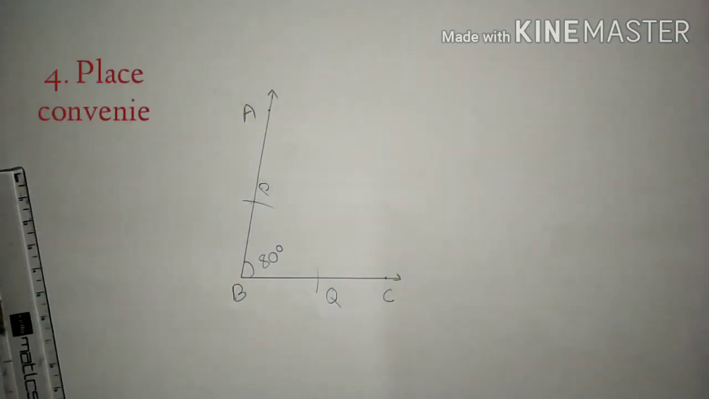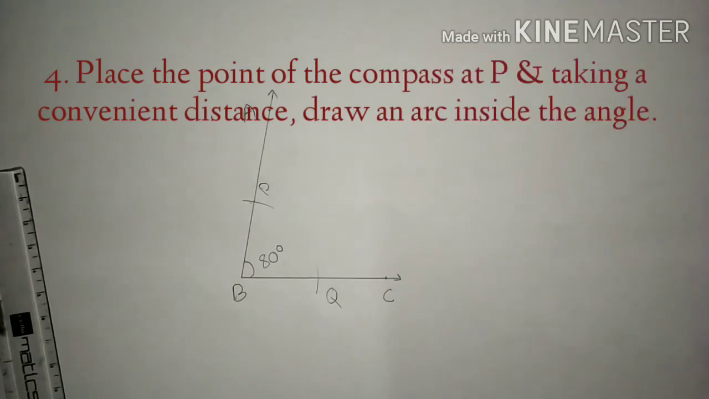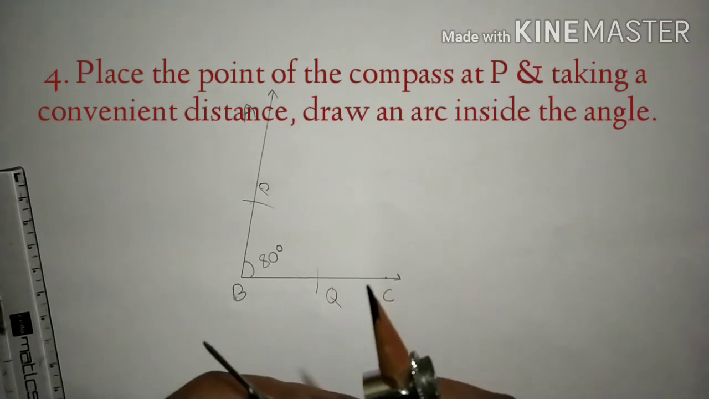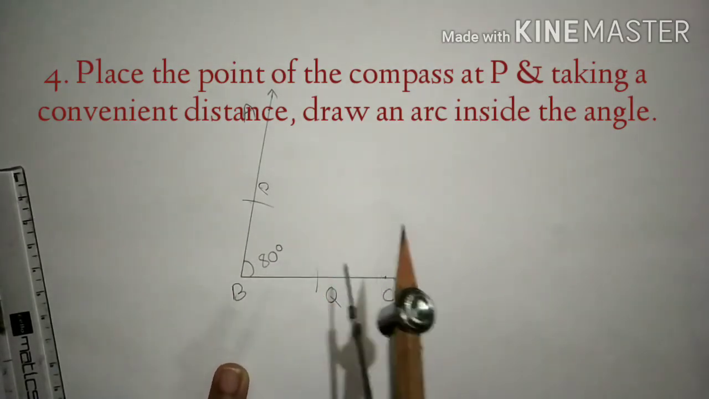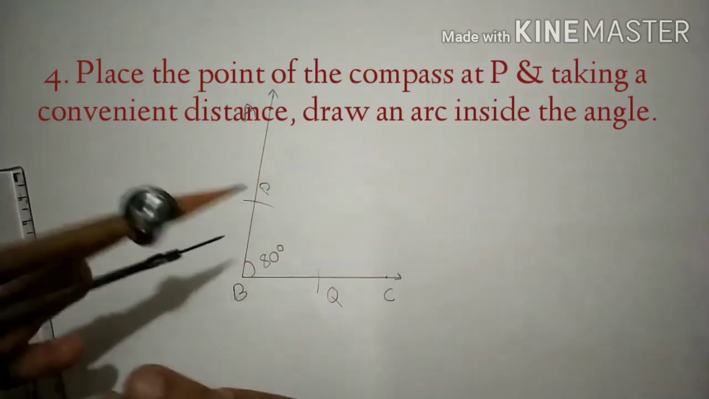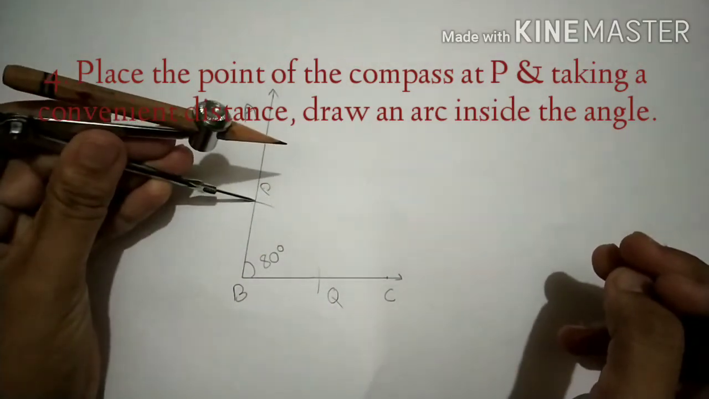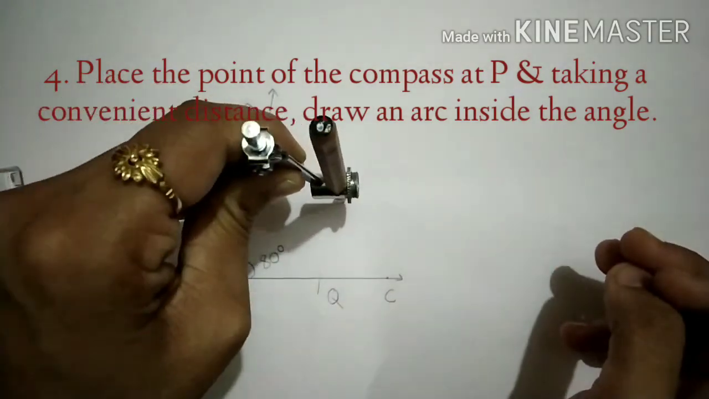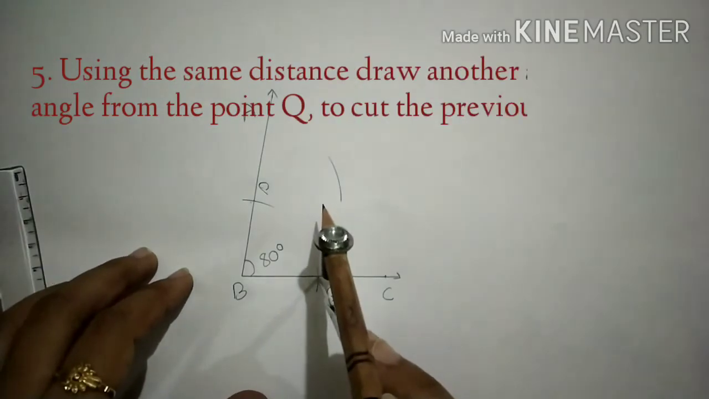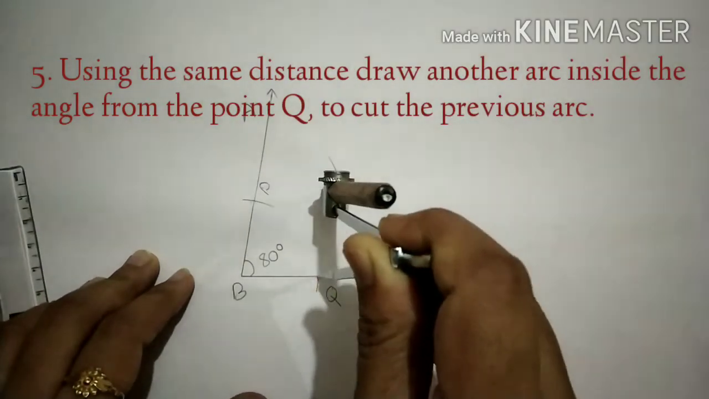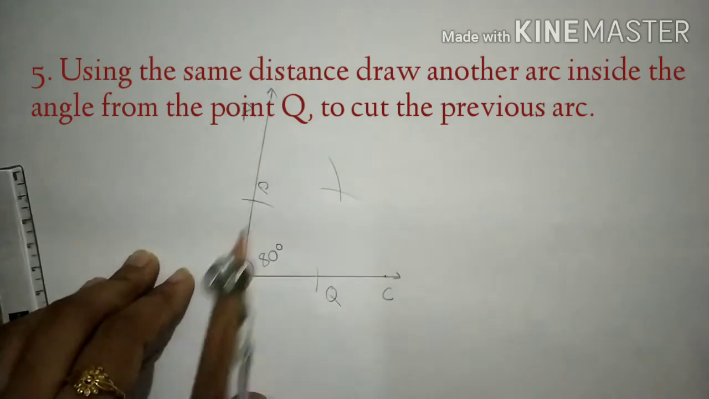Next, place the point of the compass at point P and, taking a convenient distance, draw an arc inside the angle. So, taking some distance, draw an arc from point P. In this way, we can draw an arc from point P. Similarly, we can draw an arc from point Q in this way.